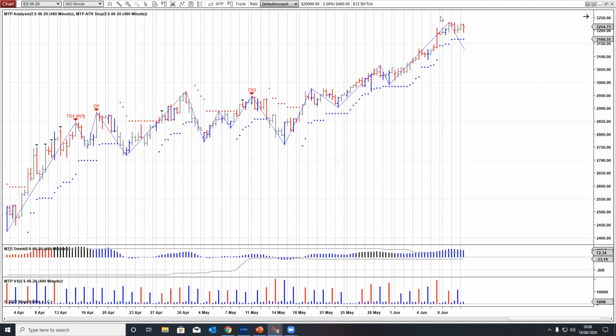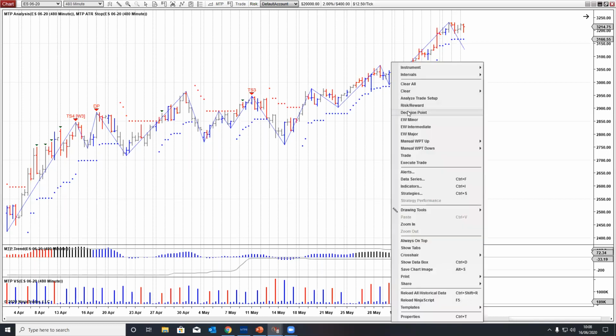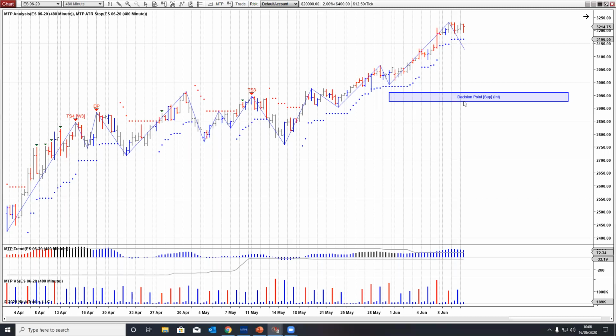When we're placing DPs on our chart, we normally use the last swing into the high or low, don't we? This is the first area we look for, the last swing into the high or low. So that there is the last swing to the high on the same 480-minute time frame. So we come back to this pivot here. We right mouse click, we do decision point. This gives us an area of support.